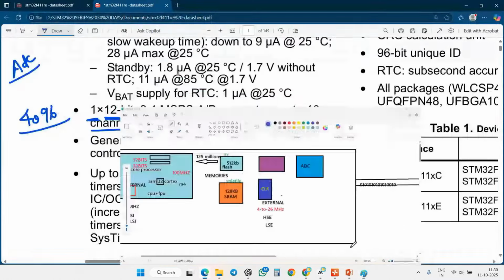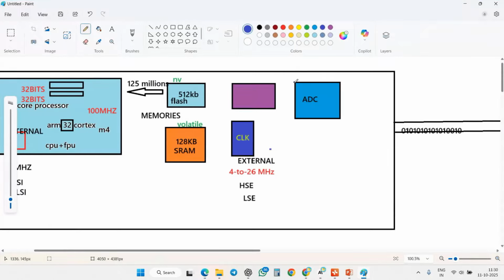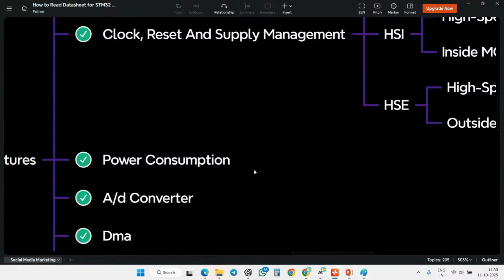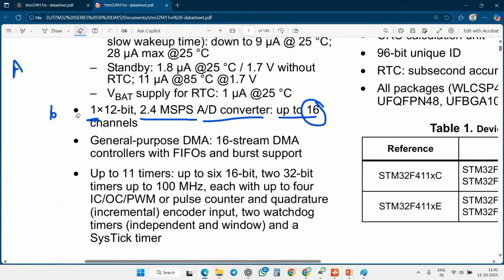So it has 16 channels in it. We can use those channels to collect the data. If you're using multiple sensors, like a gas sensor and many other sensors, you can use different channels to get the data. Yes, guys, we have been discussing the ADC, and we have completed up to the point called ADC.